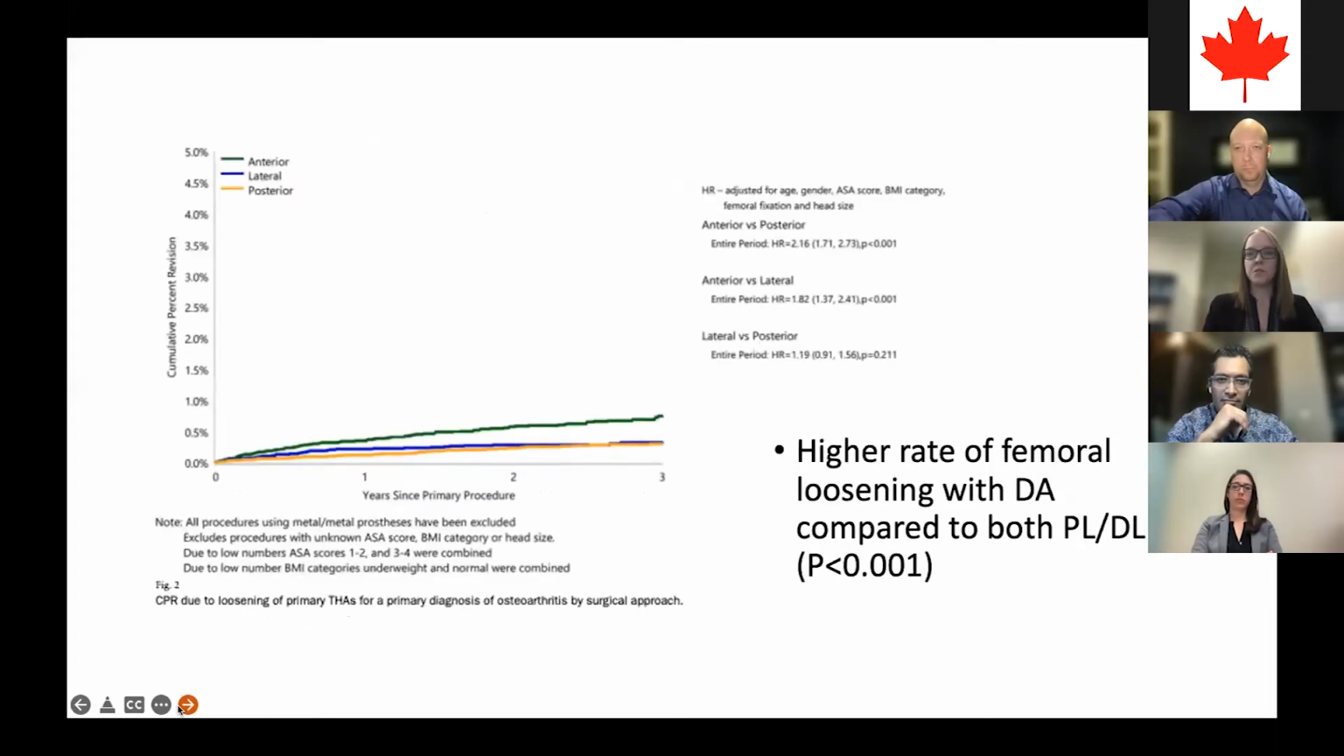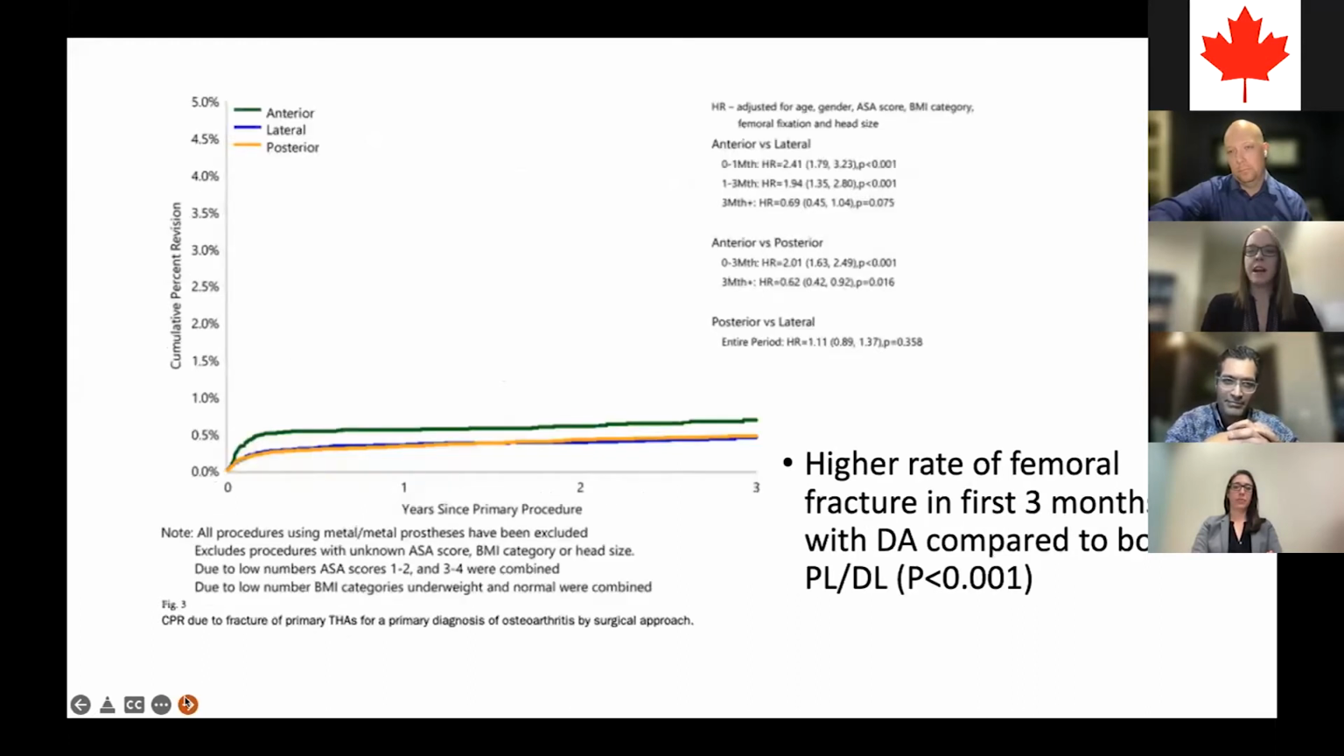And I'll just go through some of these graphs that they showed. What you see with this green line here shows that there's a higher rate of femoral loosening over the course of the first 3 years compared to both the lateral approach as well as the posterior approach. They found that to be significant. There was a higher rate of femoral fracture in the first 3 months, most notably at the beginning. And that was again compared to the posterior and the lateral approach, and was significant.